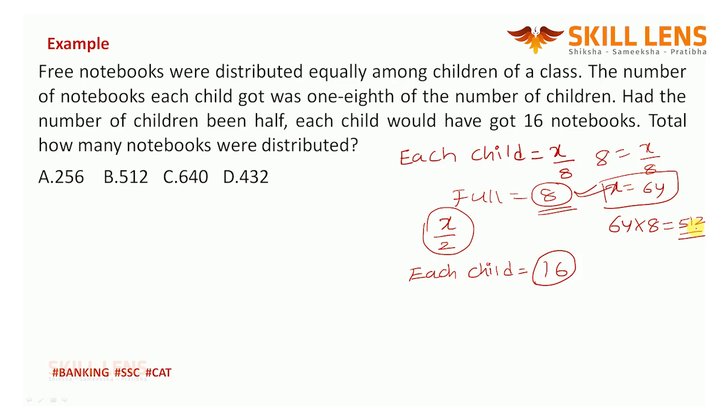Children half, so they are getting 16 books. So go back. If the children were full, each child will get how many books? 8. But that 8 is equal to what? X by 8. Then x is equal to what? 64. Total number of children is 64. Each child is getting 8 books. Then the total number of books is going to be what? 64 into 8. That will result in 512. So that's how you have to get your answer.